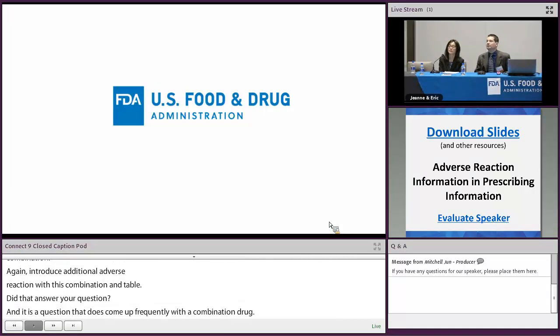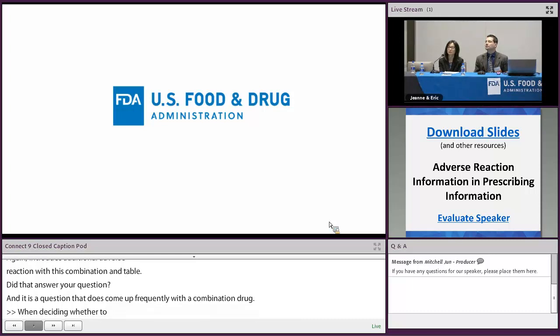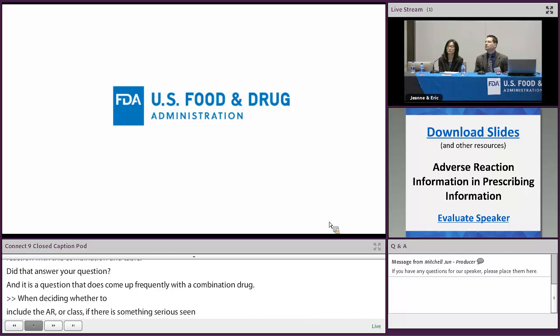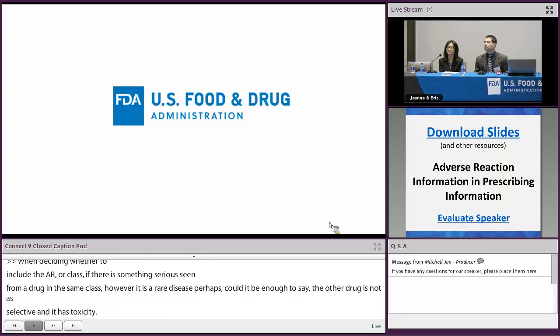So when deciding whether to include an AR from a similar class, if there is something serious seen from a drug in the same class, and for your drug you haven't seen that yet, however it's a rare disease perhaps, and you have a small safety database, could it be enough to say that the other drug is not as selective and has some off-target toxicity that you don't have based on your preclinical data? Or would you be expected to have further post-marketing safety and a bigger safety database to rule that out definitively?